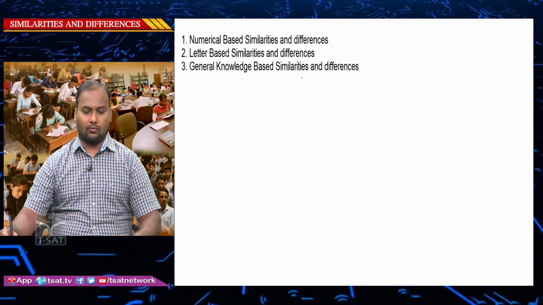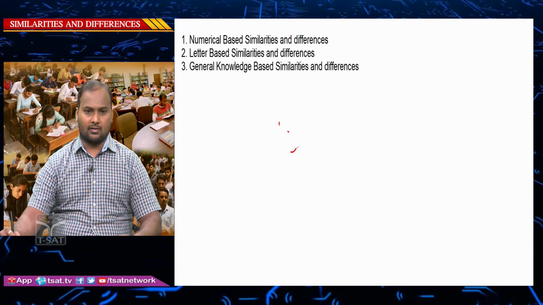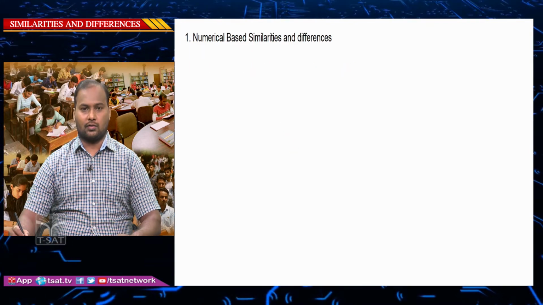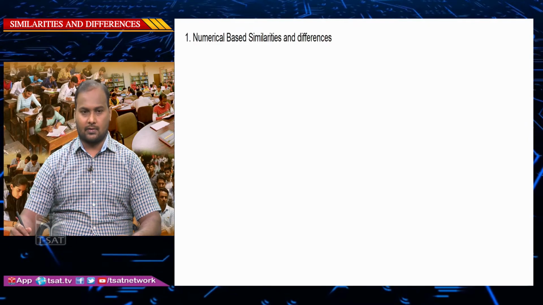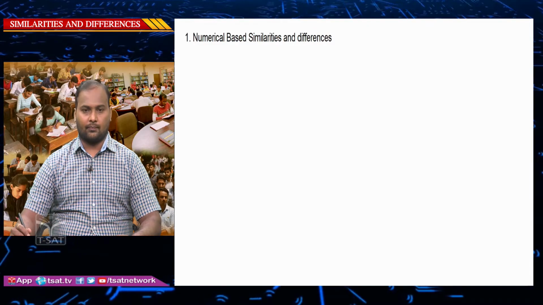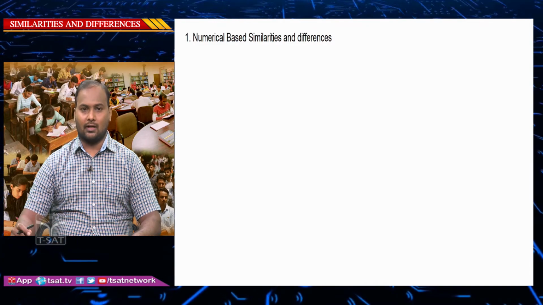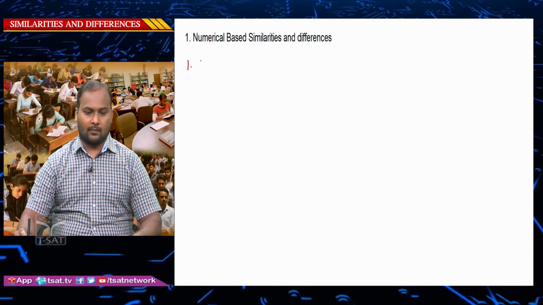First, we try to solve the numerical based similarities and differences. The first type we are going to see today is numerical based similarities and differences. To solve these questions, a student should know certain areas. The first area is nothing but our squares.